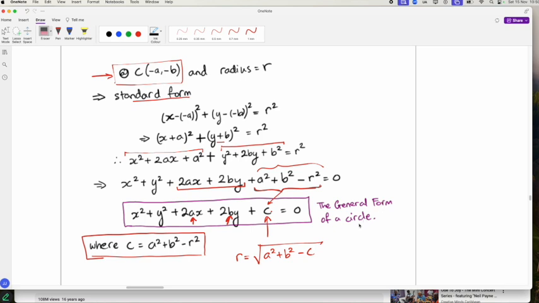This here is the general form of a circle. x squared plus y squared plus 2ax plus 2by plus c, where c is a squared plus b squared minus r squared. So for the standard form, the center is a positive a, b. But that is why I had used h, k, so you wouldn't mix them up. Whether you use h, k or a, b, for the standard form, the center is a positive a, b. But for the general form, you're thinking of the center as a negative a, b.